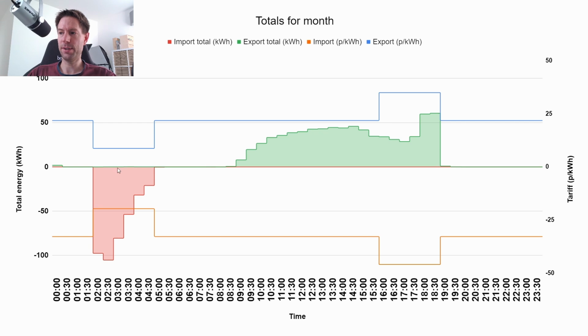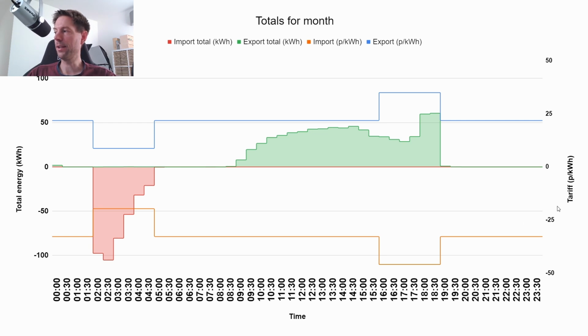What I've got here on this chart is the total energy consumption or export on the left hand side. Here consumption is below the line, negative values, and export is above the line, positive values. This is using the definition that GivEnergy use when you look at their charts.